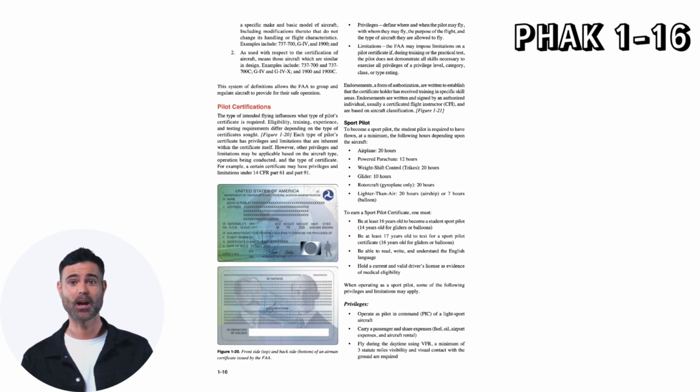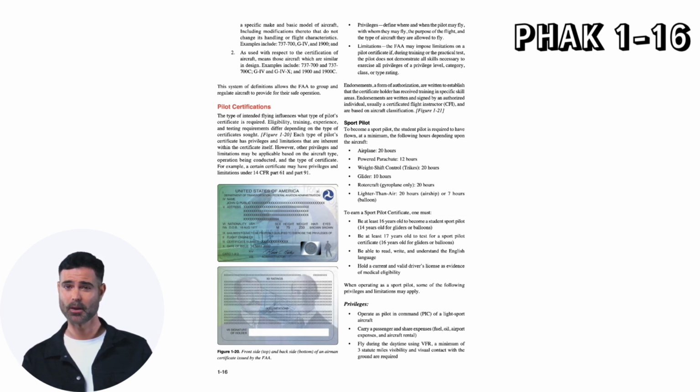To earn a sport pilot certificate, one must be at least 16 years old to become a student sport pilot, 14 years old for gliders or balloons. Be at least 17 years old to test for a sport pilot certificate, 16 years old for gliders or balloons. Be able to read, write, and understand the English language. Hold a current and valid driver's license as evidence of medical eligibility. When operating as a sport pilot, some of the following privileges and limitations may apply.